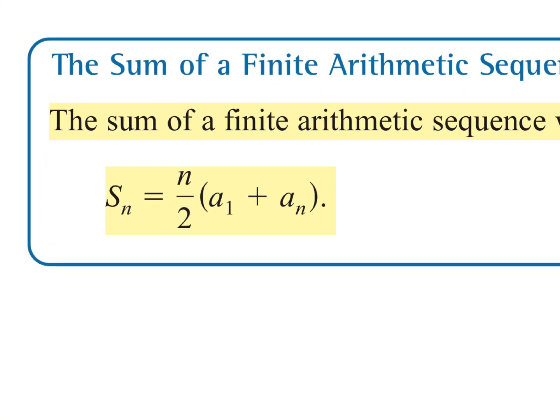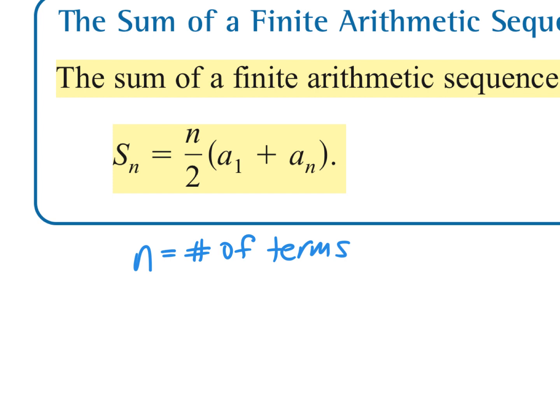Let's talk about what all these things mean. n is the number of terms. How many terms are we adding together? a sub 1 is the first term. And then a sub n is the last term. So in order to find the sum, in any case when they ask us about an arithmetic sequence, whether it's finite or partial, and it says find the sum, you need to know how many numbers you're talking about. You need to know the first term, and you need to know the last term.